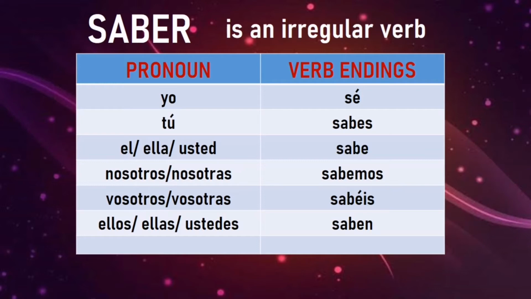Nosotros and nosotras sabemos means we know. Vosotros and vosotras sabéis means you know. Ellos, ellas, ustedes saben means they know.